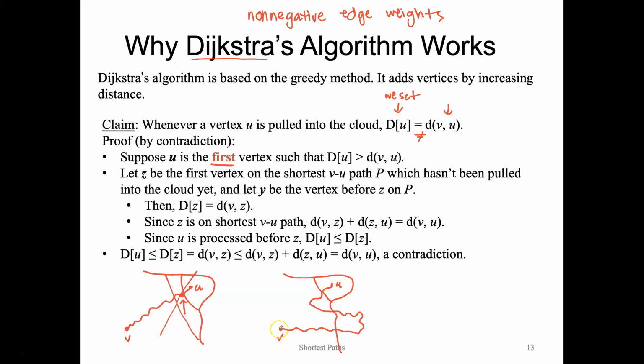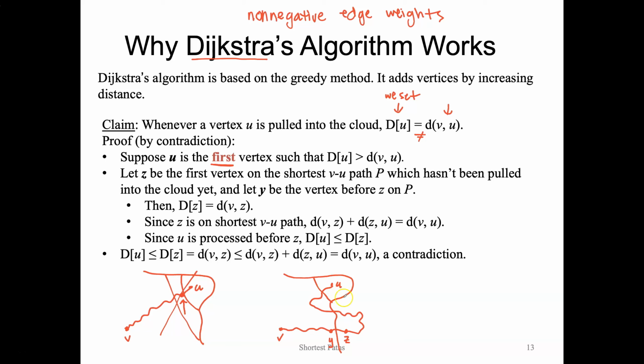Now let's take along this path the first vertex which goes outside the cloud. Let's call it z. And whichever vertex comes before z along the shortest path from v to u, we'll call y. Now we're going to argue about the distance label between u and z because both u and z are outside the cloud, or were. u was the first vertex we had only just added to the cloud.